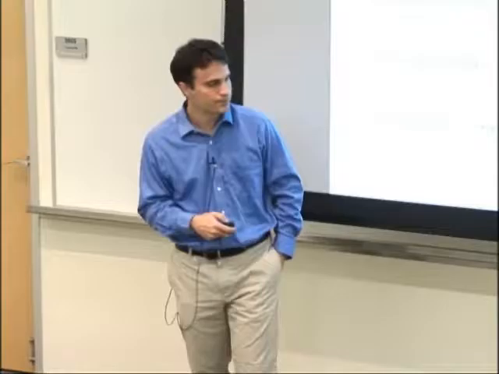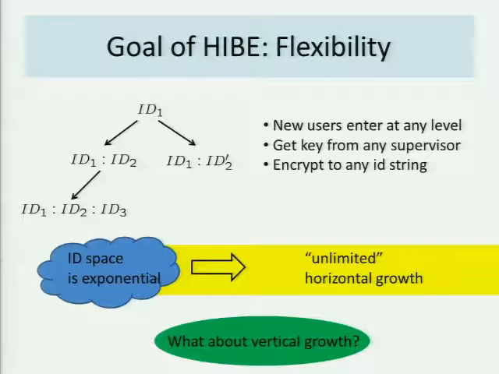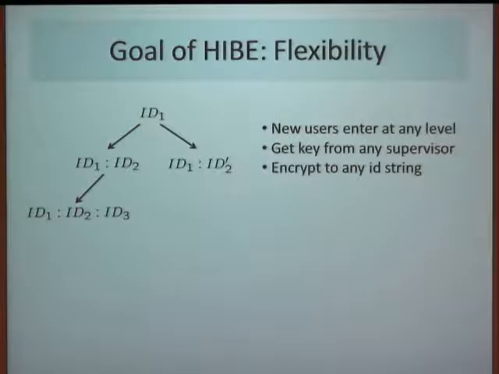Okay, and one of the goals with hierarchical identity-based encryption is that you get this flexibility. First of all, new users can enter at any level, and you can get your key from the immediate supervisor. Let's say if Kristen hires someone, which apparently she has done for the summer, she doesn't need to call up Bill Gates or Steve Ballmer or something. Not that that would literally happen, but she can autonomously make decisions.